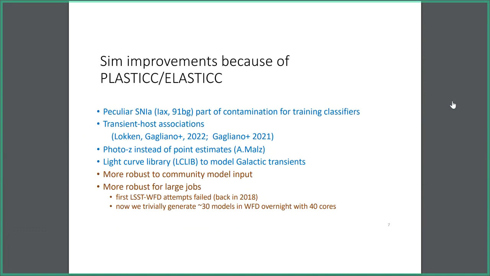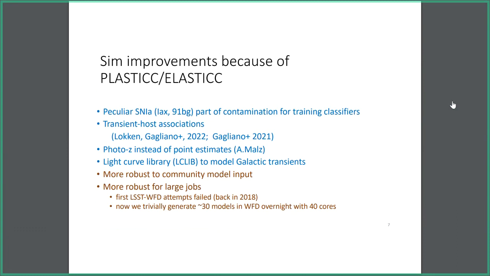We have transient host associations. You can thank Martine Lokken and the organizer of this session for doing an incredible amount of work and effort to make that feasible. We now have photo-zs. A photo-z PDF, I should have said, instead of point estimates, thanks to Alex Malz and company. We also have a light curve library to model galactic transients, something that we didn't have prior to PLAsTiCC. And AGN are actually a contaminant for SN Ia cosmology, so I'm eager for the day when somebody provides a good enough AGN model to actually model that contamination.